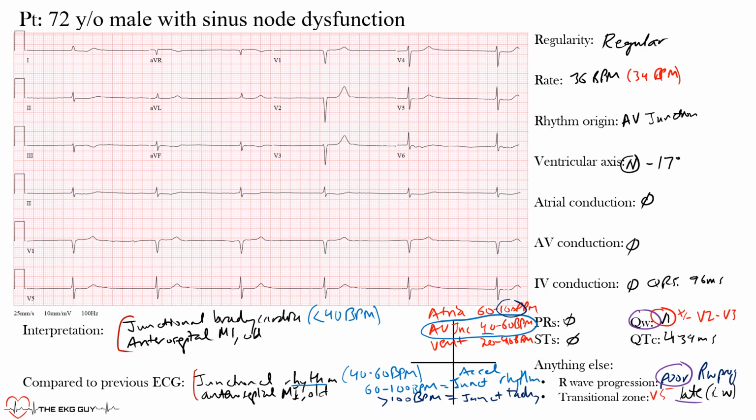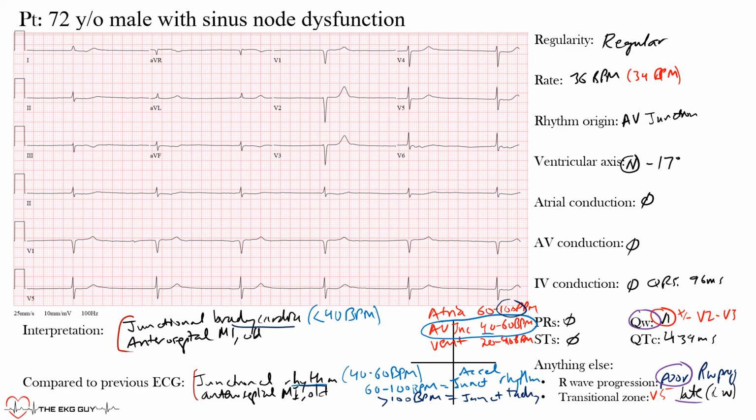So a junctional rhythm less than 40 beats per minute, that's why we have this junctional bradycardia. A junctional rhythm has that intrinsic rate between 40 and 60 beats per minute. When it goes between 60 and 100 beats per minute, we call that an accelerated junctional rhythm. And then when it goes over 100 beats per minute, we have junctional tachycardia. So it's just some nomenclature that is sometimes confusing and sometimes worth reviewing.